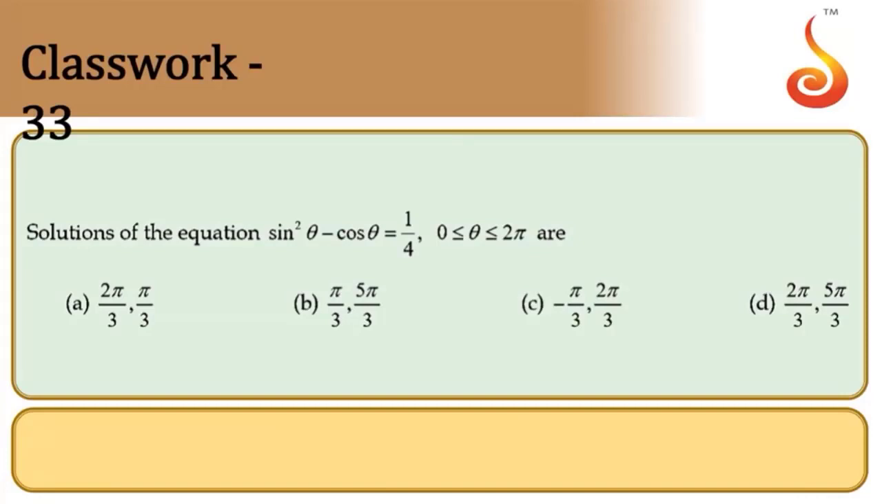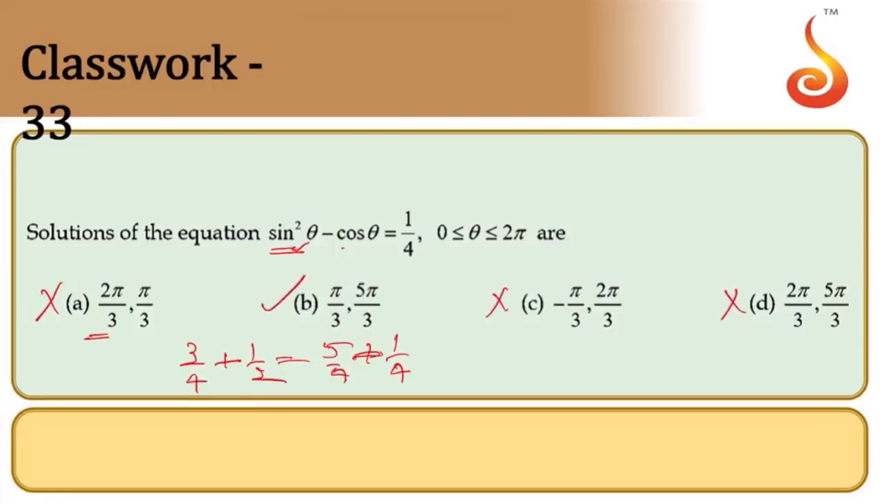Now the general solution for the problem. Whenever the general solution is given to you, we need to substitute and verify the values. For example, if I take 2 pi by 3, sine 2 pi by 3 is the same as sine pi by 3. Sine pi by 3 is root 3 by 2, you will be getting 3 by 4, and minus of minus plus 1 by 2, that equals I think 5 by 4, which is not equal to 1 by 4, so it doesn't satisfy.